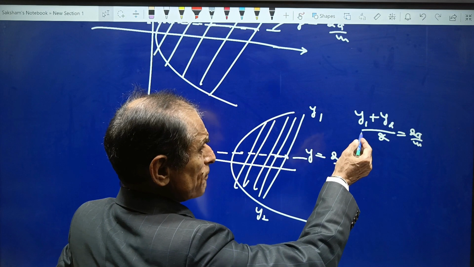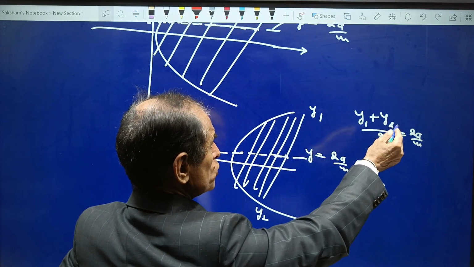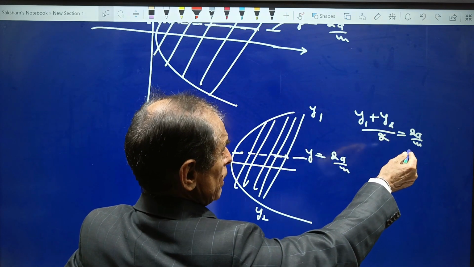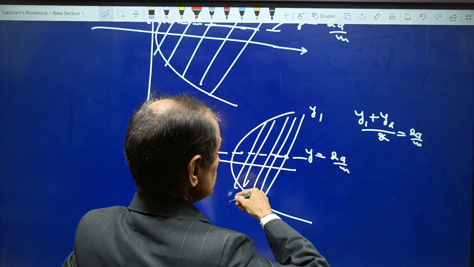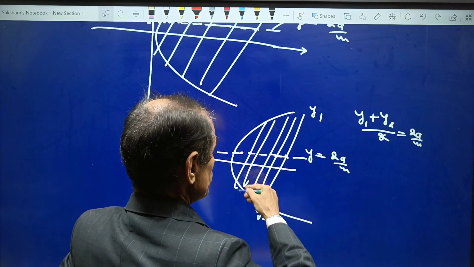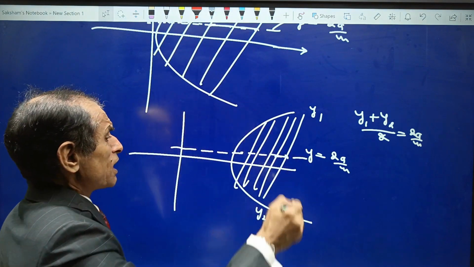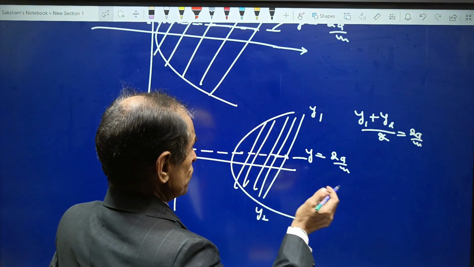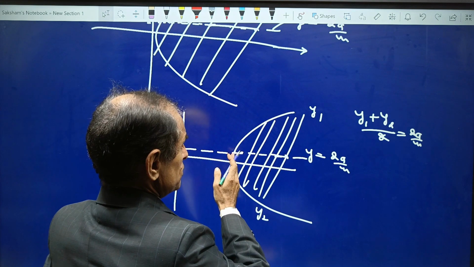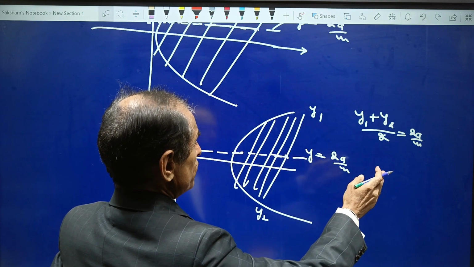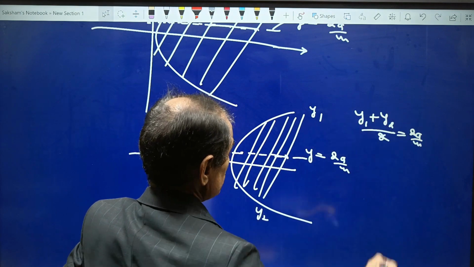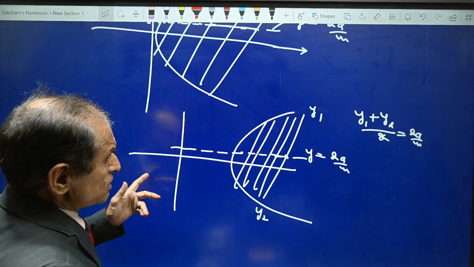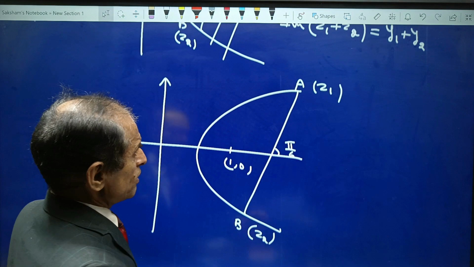According to this property, y1 plus y2 by 2 will be surely equal to 2a upon m, where m is the slope of these chords, and the parabola may be here also, may be here also, makes no problem, because if I shift the parabola anywhere on right hand side or left hand side, this formula will remain same. It is obvious to see.